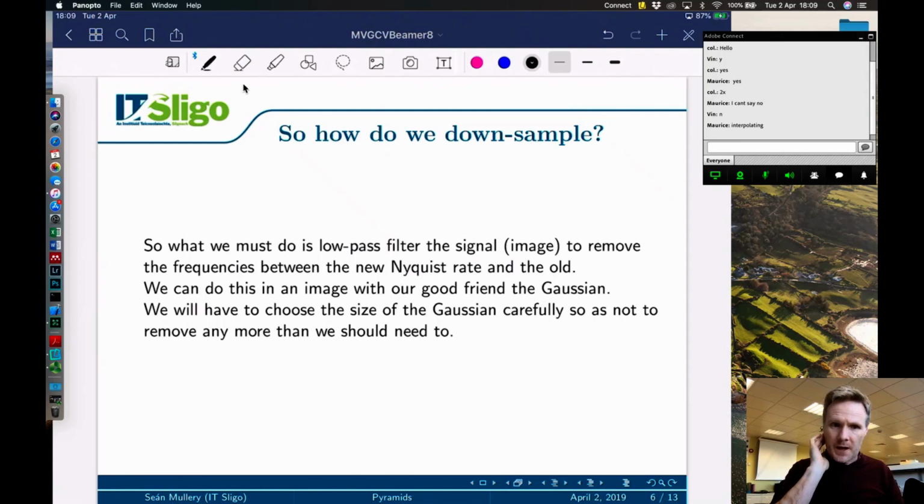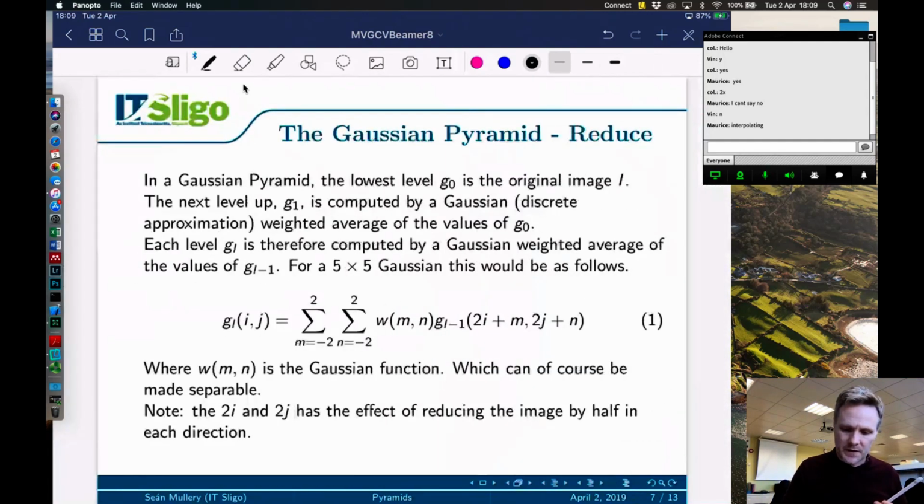Now you obviously have to choose an appropriate Gaussian in order to do this. So we'll have to choose the size of Gaussian carefully so as not to remove any more than we need to remove. Because obviously you don't just want to go blitz it and completely smooth it out and remove frequencies that we're not going to alias. So the Gaussian there is important, and the size of it is important.